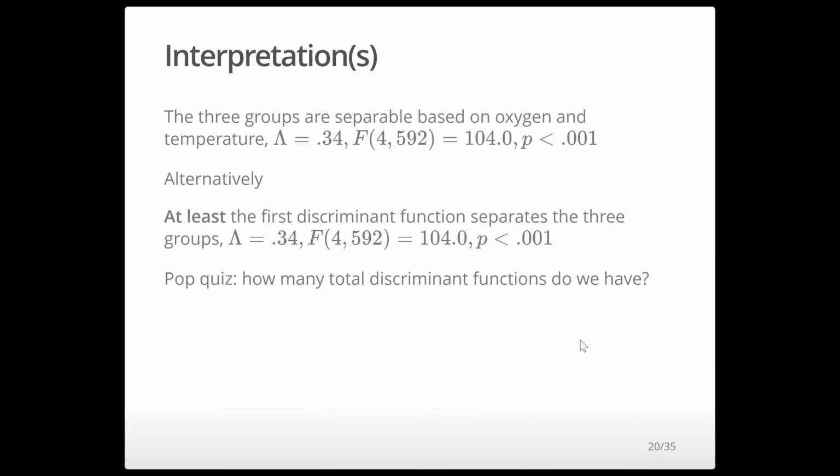How many discriminant functions are we going to have here, based on the data structure that we have? Well, we have P equals 2 variables and G equals 3 groups, so we're going to have a minimum of 2 and 3 minus 1. They're both 2, so we're going to have 2 discriminant functions.